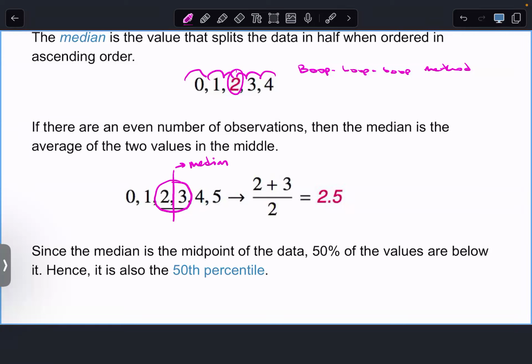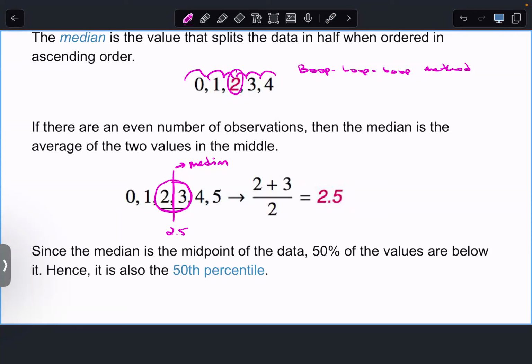And the rule is, somewhat confusingly, we take the average. Now, Excel is going to use something a little bit more sophisticated. So if you're using those functions, it'll give you maybe a slightly different weighted average. But for us, we're just going to do it using the boop, boop, boop method. And so here, the median is 2.5, because 2 plus 3 divided by 2 is 2.5. So kind of 2 different rules depending on how many data points we have.